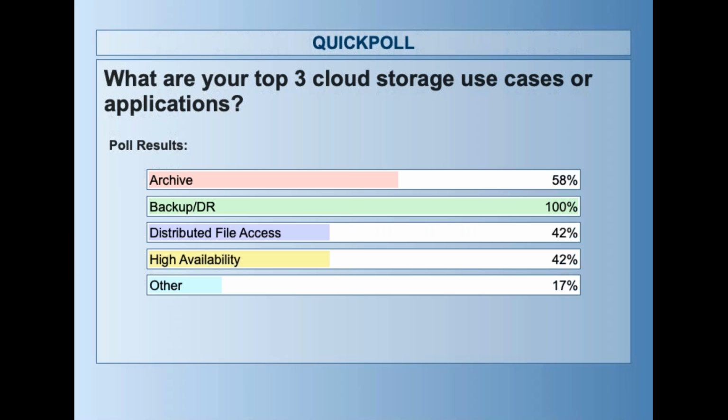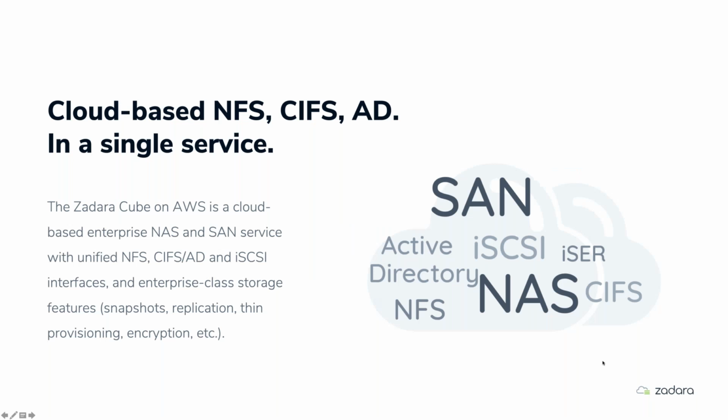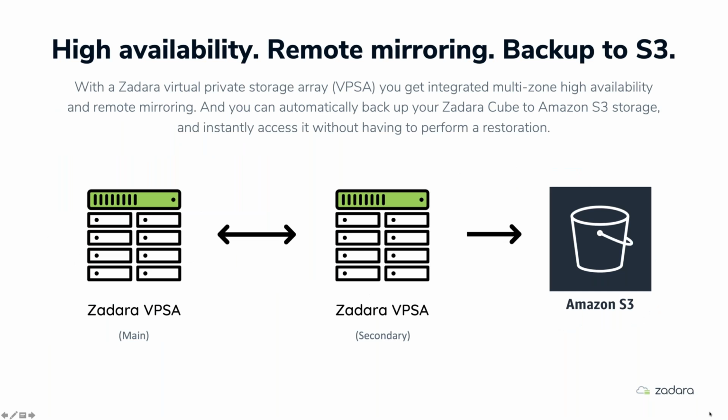And then we have archiving, which could be considered a flavor of that, but it's different, we all know. And high availability and other. Unfortunately, we are limited in how many choices we could give you, so we created an other category, everyone. Thank you for those that answered this. With those answers in mind, let's take a look at a few more things here.